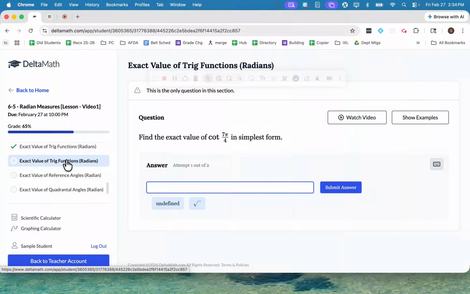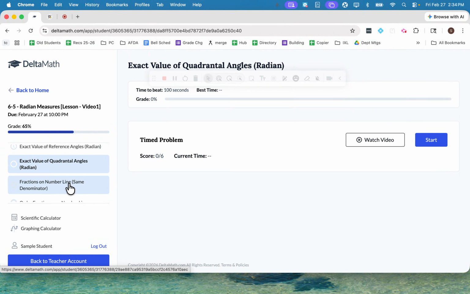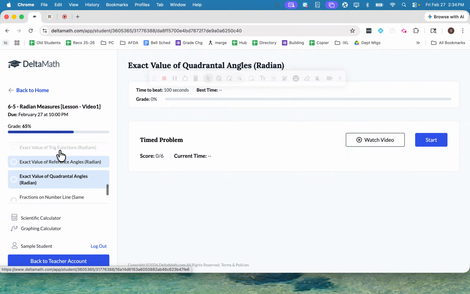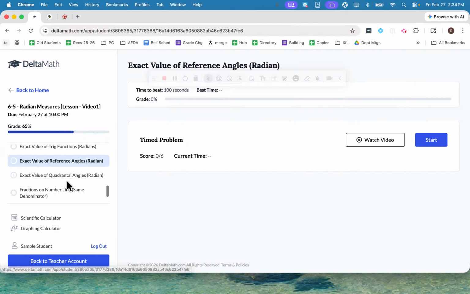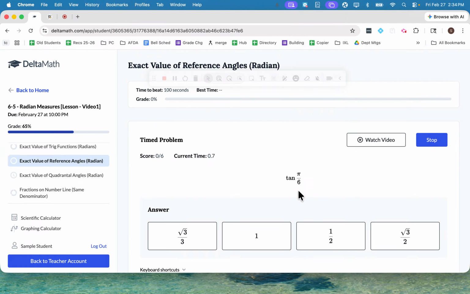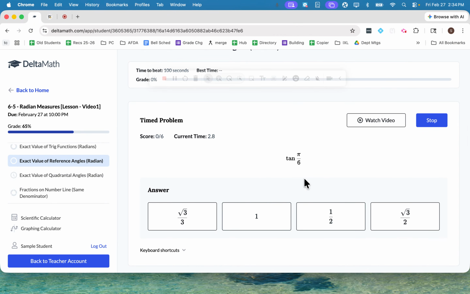Wait, I'm sorry. It's not advancing us to... Maybe I put too many to do in that one particular one. Anyways, we got some good practice on that. So this is going to test how well you remember this stuff.